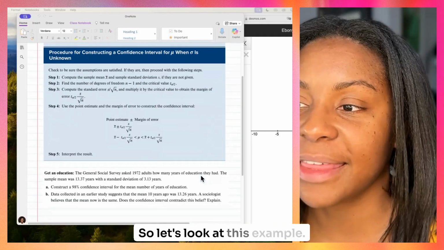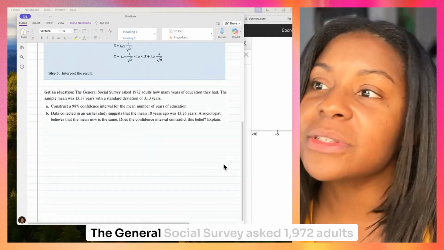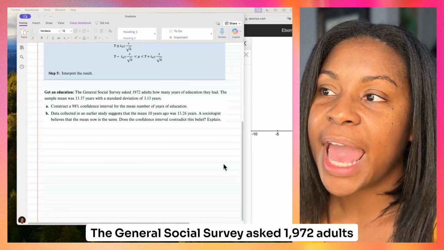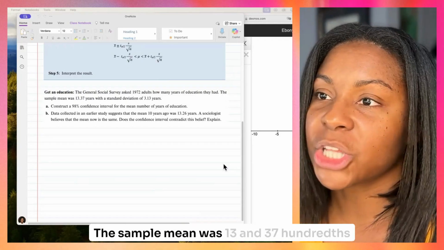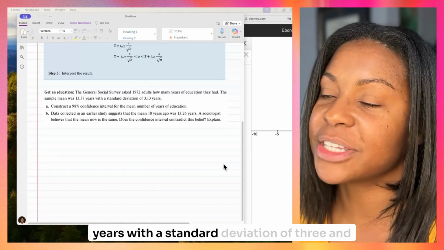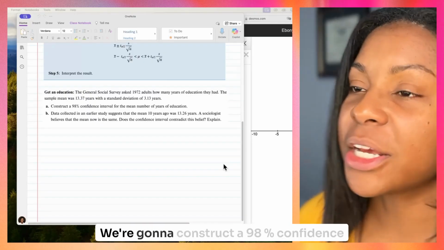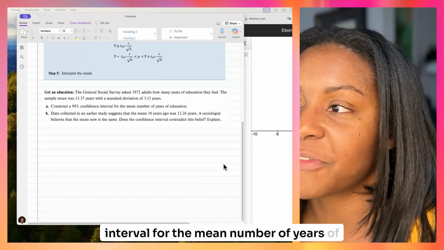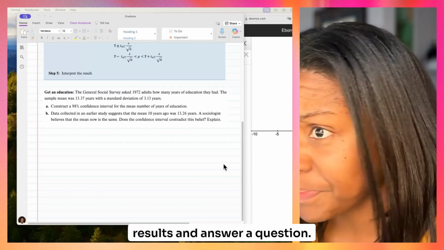So let's look at this example and work on it together. The General Social Survey asked 1,972 adults how many years of education they had. The sample mean was 13 and 37/100 years with a standard deviation of 3 and 13/100 years. We're going to construct a 98% confidence interval for the mean number of years of education, and then we're going to interpret the results and answer a question.